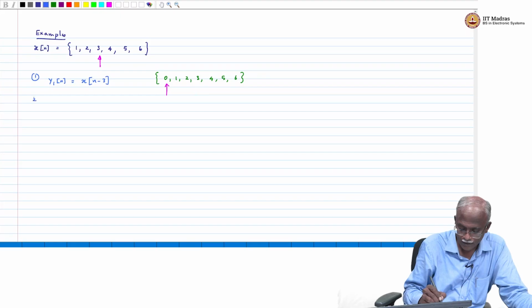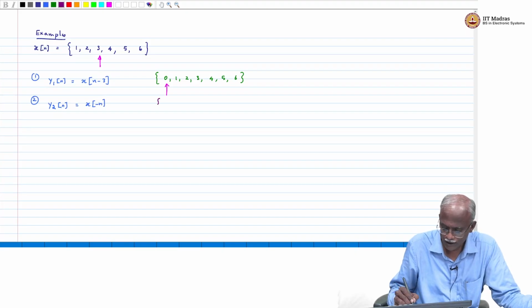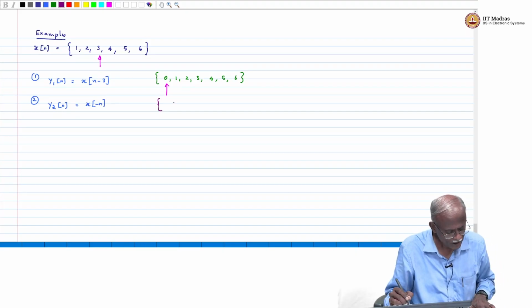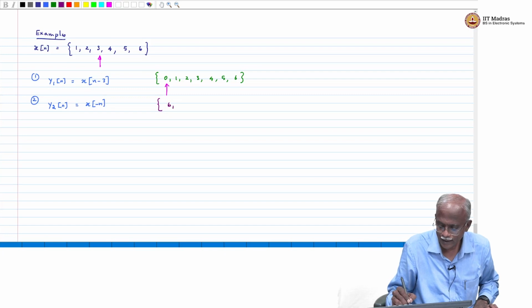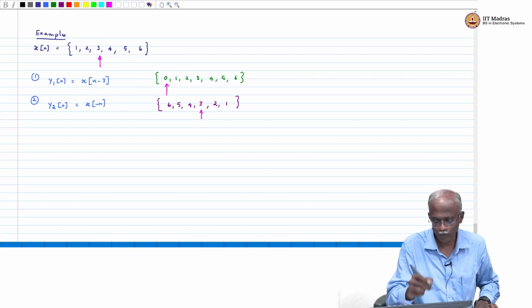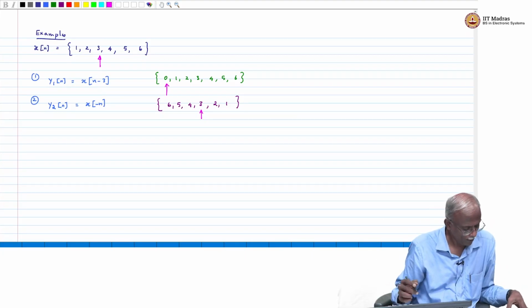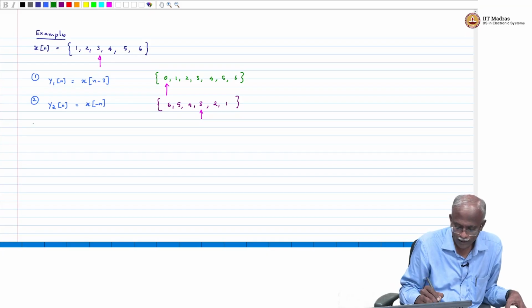Second, y2 of n is equal to x of minus n, time reversal. So, this is a sequence which is obtained as 6, 5, 4, 3, 2, 1, and then zeros, the origin staying exactly where it was originally. So, 3 remains with it and the sequence flips around. Now come the more interesting cases.